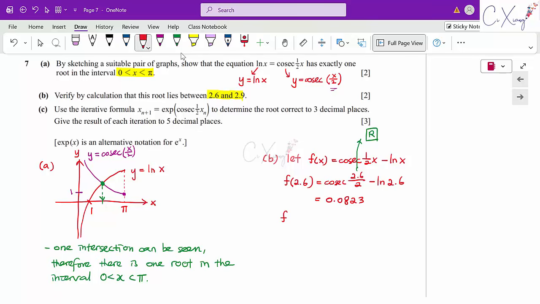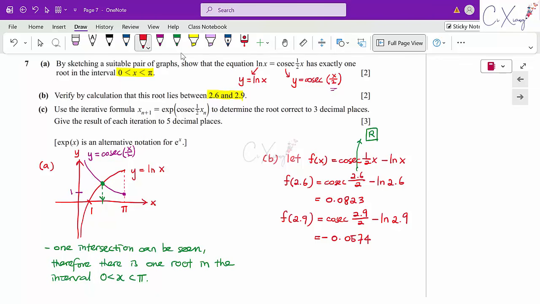Then the same thing happens here. I want to substitute 2.9 into my function. Then I'll have cosecant 2.9 over 2 minus ln 2.9. Then press the calculator again. By right, you should have negative 0.0574.